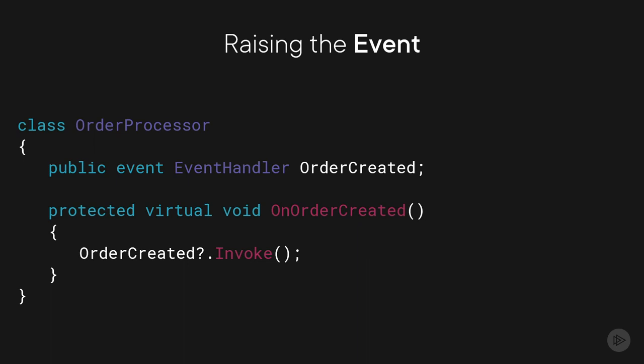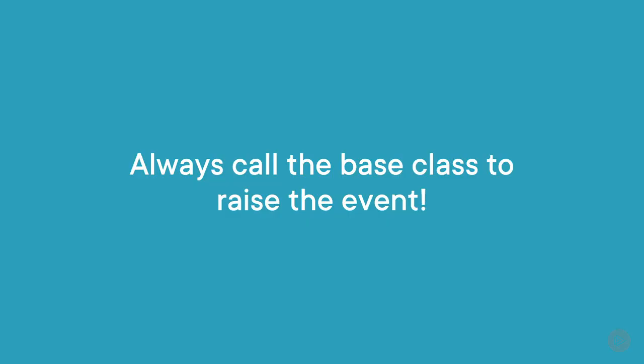Invoking the event handler should be done through a protected virtual method. This pattern is good to follow because it allows subclasses to extend the functionality of what happens prior to an event being raised. If a subclass does override this behavior, they must call the base class to get that event raised.